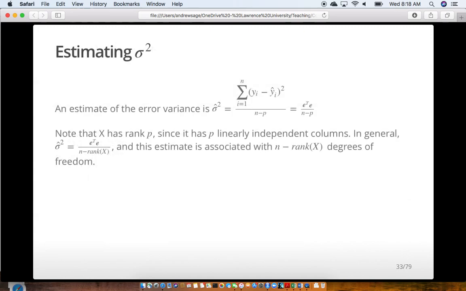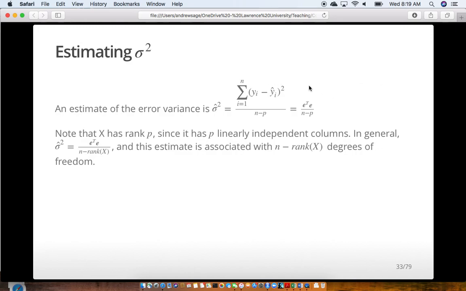We also are interested in estimating the error variance sigma squared. We've seen the formula for this in simple linear regression. We just take the sum of the squared residuals and in that case divide by n minus 2. In general, we'll divide by n minus p, where p is the number of estimated coefficients in our beta vector. That typically includes an intercept term along with all of our x variables.